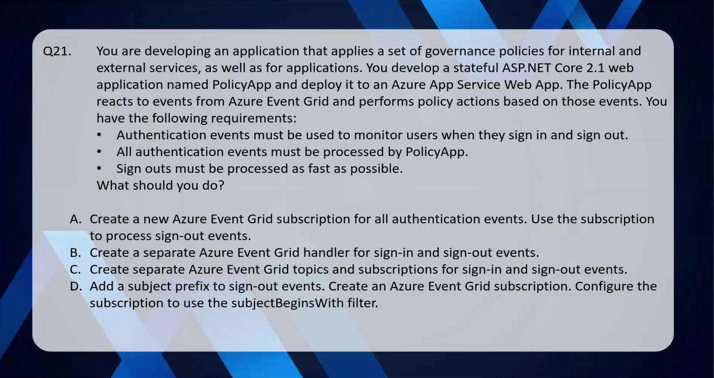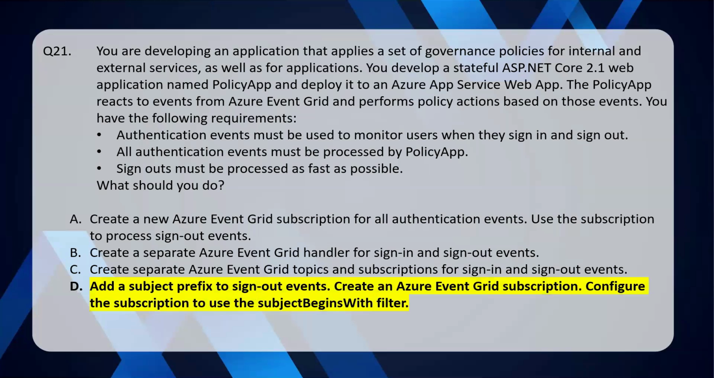Now friends, by adding a subject prefix to sign out events, you can filter them at the event grid subscription level using subject begins with. This means only sign out events are routed to a dedicated handler or endpoint, allowing your app to process them faster and separately from other events. This approach is scalable, efficient, and optimized for performance without duplicating unnecessary infrastructure.